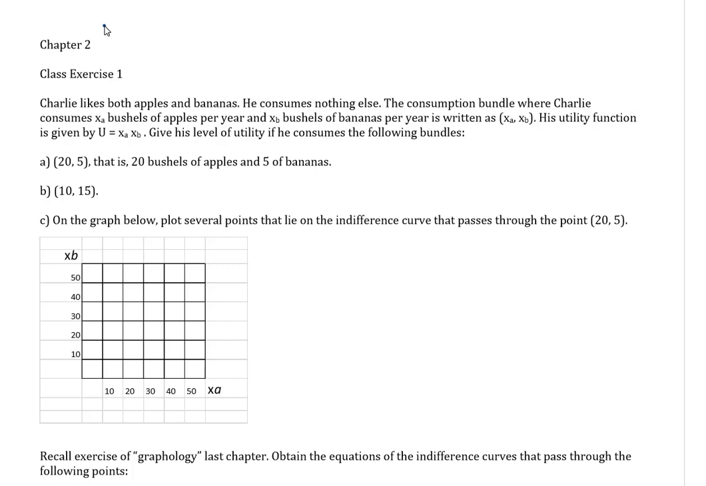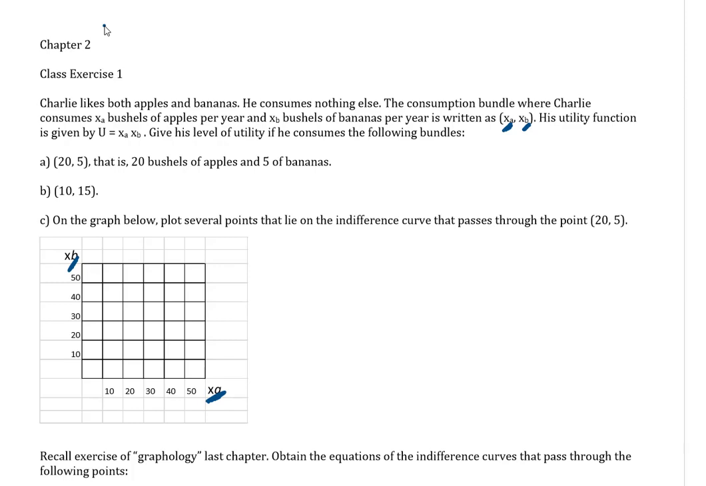So the exercise says that Charlie likes both apples and bananas. He consumes nothing else. And the consumption bundle where Charlie consumes XA apples per year and XB bananas per year is written as the notation for point coordinates, where the first number is the number of apples, the second is the number of bananas. So I already know that my horizontal axis has apples because it's the first number here, and my vertical axis has bananas because it's my second coordinate here.